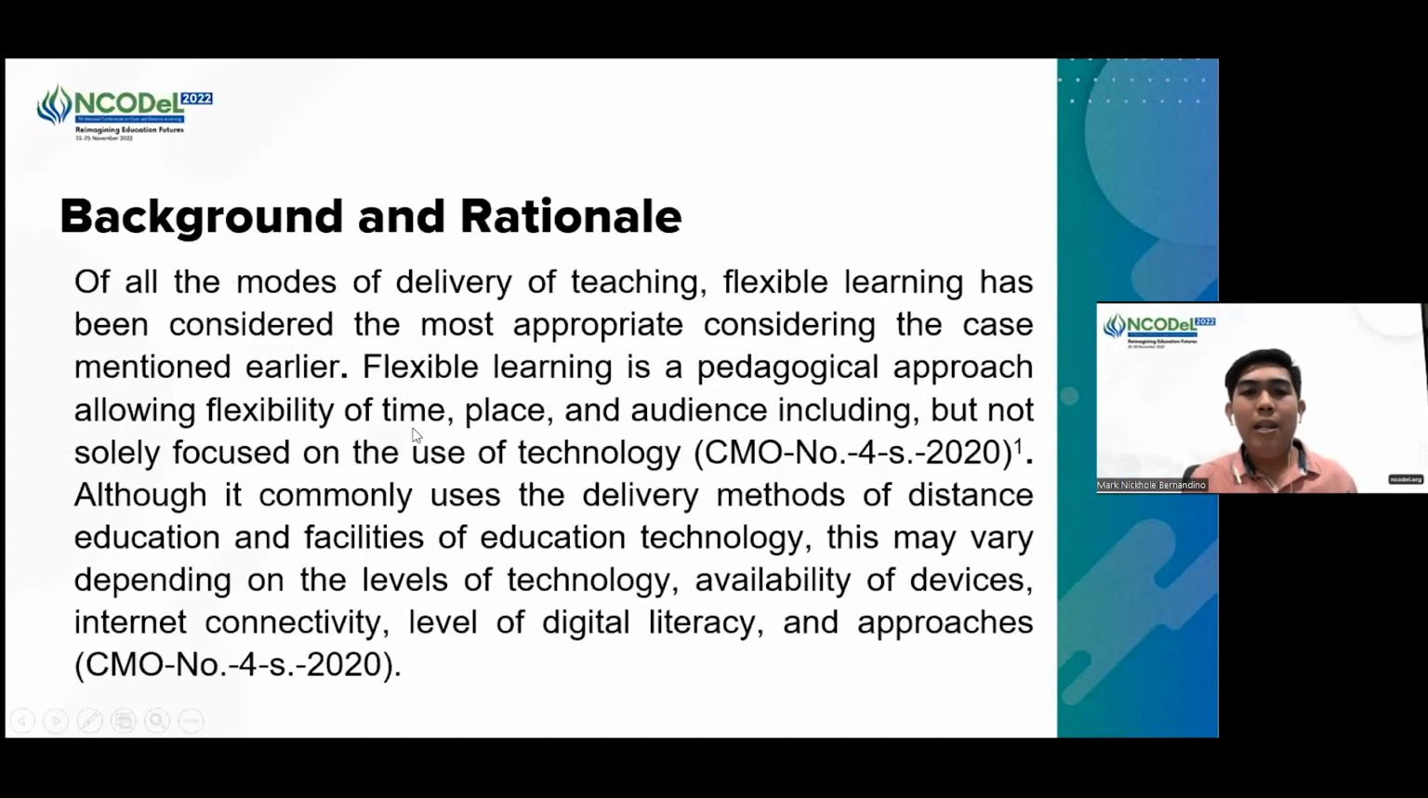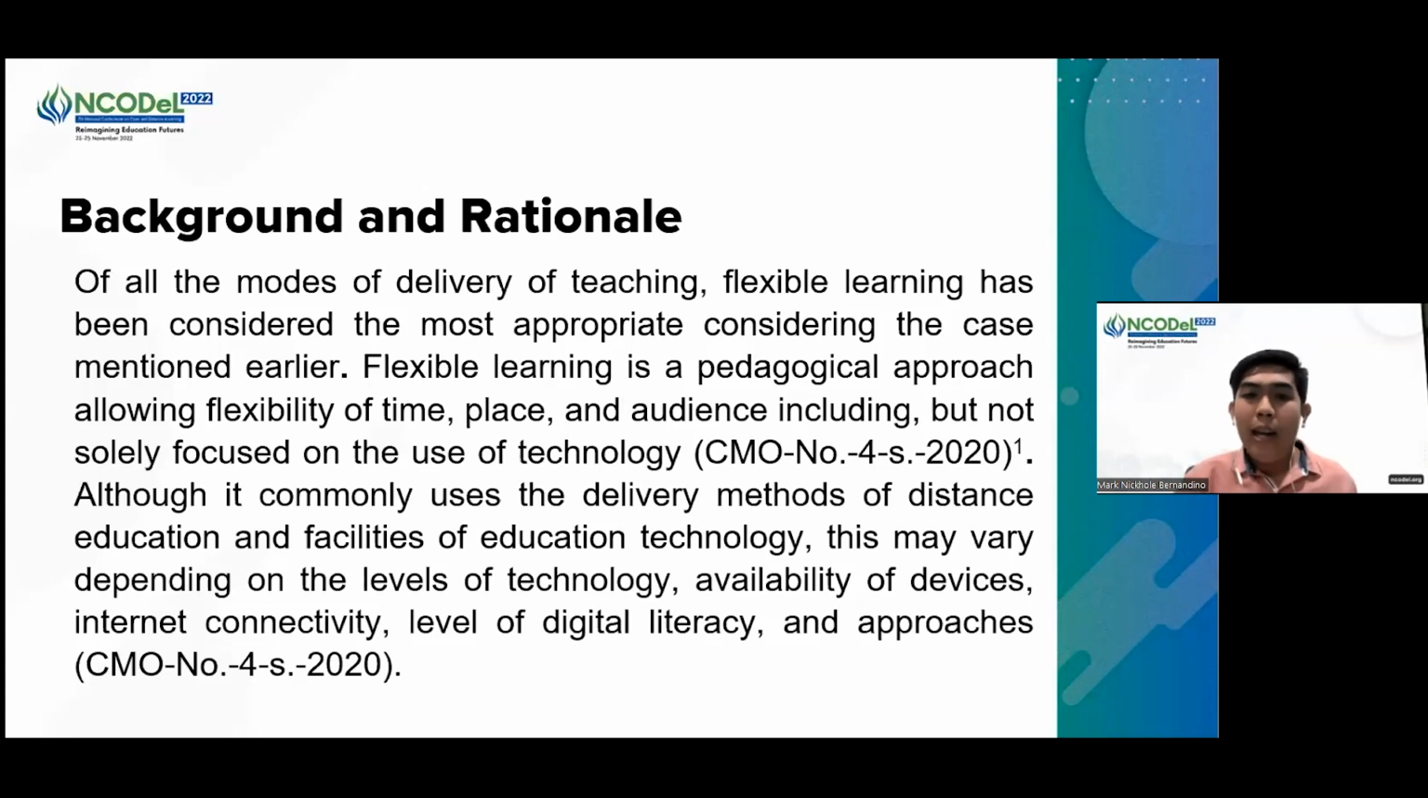After so many deliberations and intellectual discourses, flexible learning has been chosen to be the most appropriate learning modality. As defined by CMO number 4 series of 2020, flexible learning is a pedagogical approach allowing flexibility of time, place, and audience. And we all know that transitioning from a conventional classroom setting into a new mode of learning like flexible learning is not as easy as ABC. It requires careful planning and decision making to ensure its effectiveness.